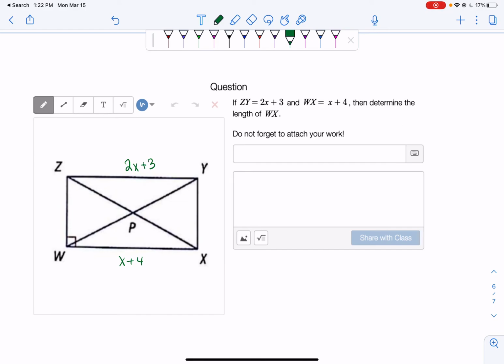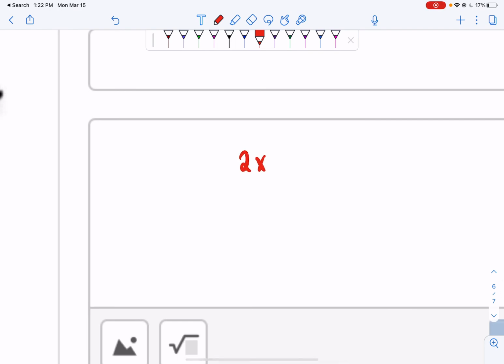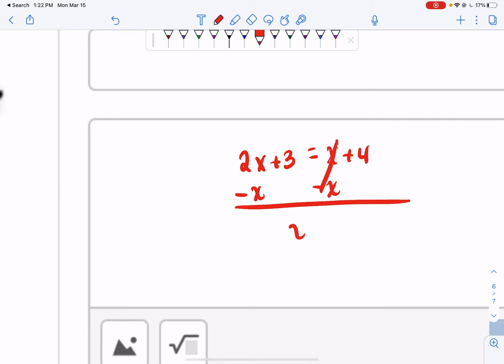Well, if you remember, we know that the opposite sides of a rectangle are congruent, so we're just going to set them equal to each other and solve for x. So I'm going to do 2x plus 3 equal to x plus 4, take away an x from both sides, get x plus 3 equals 4, and then take away 3. And then I get x is equal to 1.